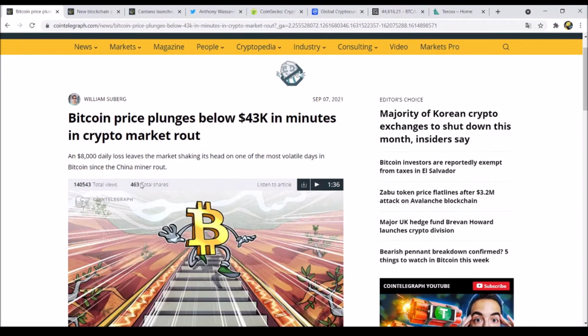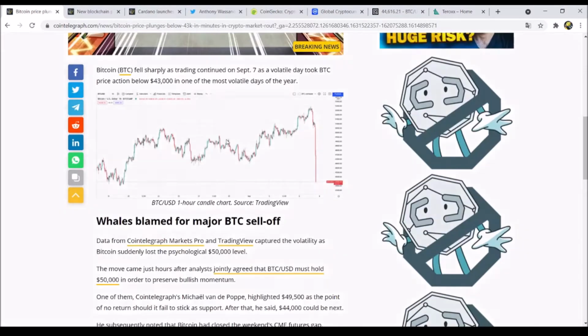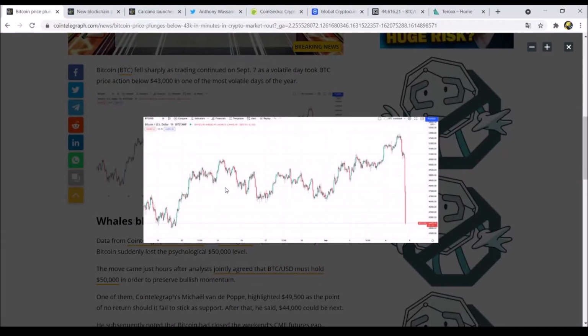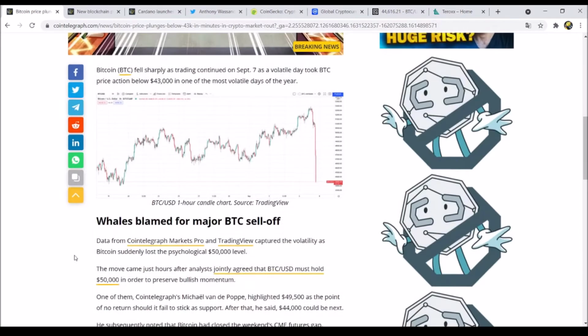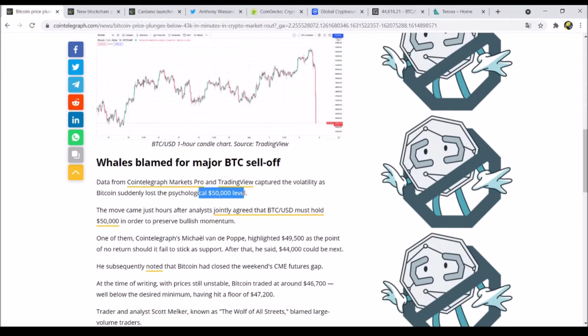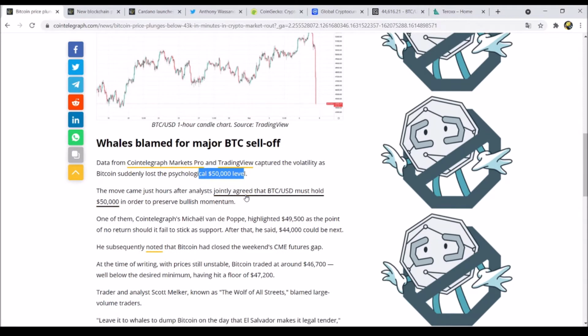And this week we saw, first of all, local highs and then huge price plunges in the market, and Bitcoin dipped below 43k. As you can see, resistance was building, and then it went steeply and fast downwards. So what happened is that we lost the psychological 50k level. We talked about it in our newsletters and videos, and an analyst said 49,500 is a point of no return, and if we break this to the downside, we can easily see 44k, and this as well happened.